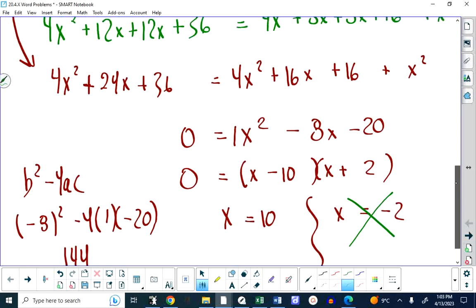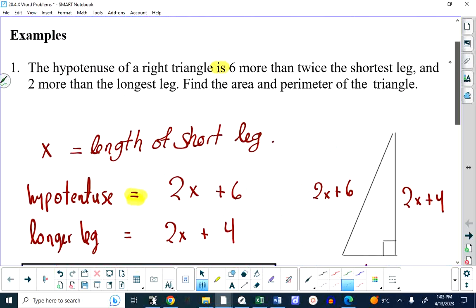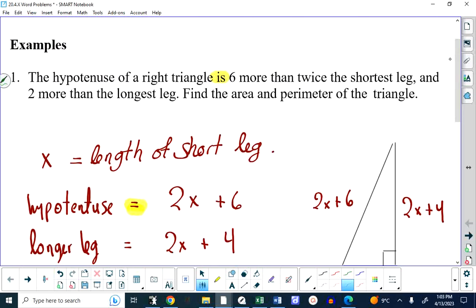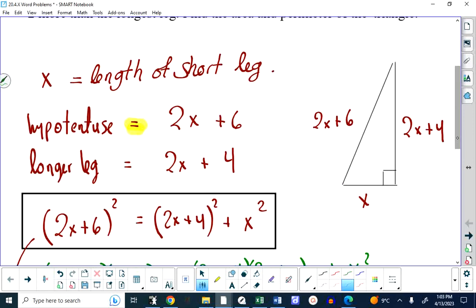What are we asked to find? I just blew right past that. What's the area and perimeter of the triangle? To find the area or the perimeter, you have to know these dimensions. We've determined that x is 10. What's 2x plus 4? That would be 2 times 10 plus 4, which is 24. What's 2x plus 6? That would be 2 times 10 plus 6, which is 26.